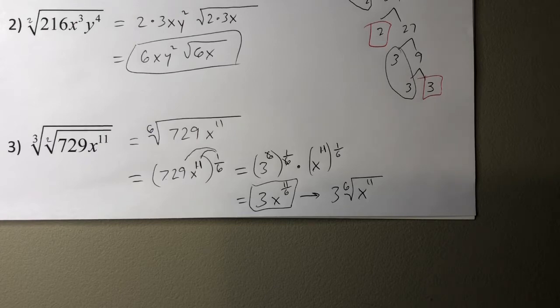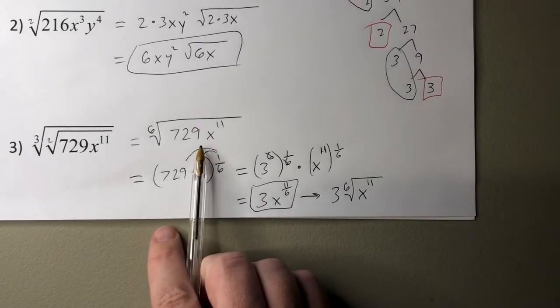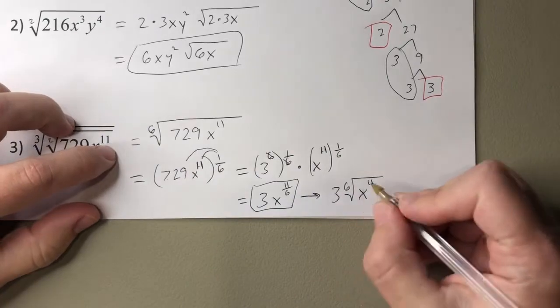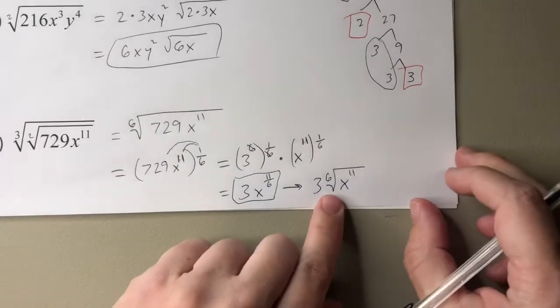So maybe I took a little bit longer on this. Maybe this is convoluted in your opinion, and I could agree with you. But I'm just showing you different things you can do. Some people can look at this and just tell me the answer right out of the gate. It's going to be 3x times the 6th root of x to the 5th. But anyway, let's say we're here now. We are not in simplest radical form.